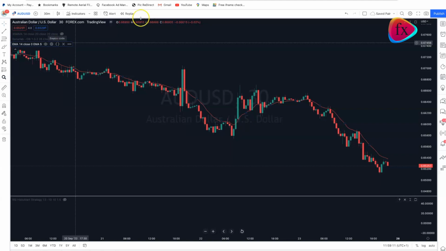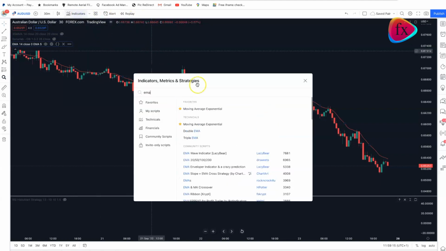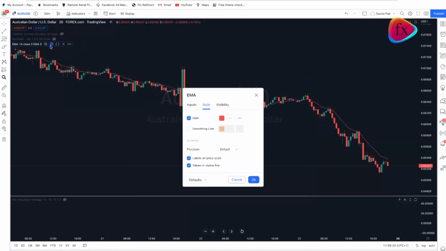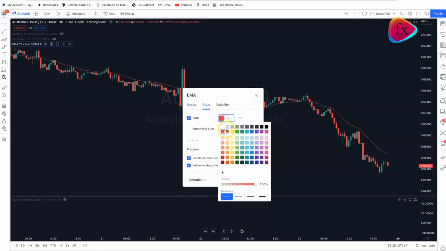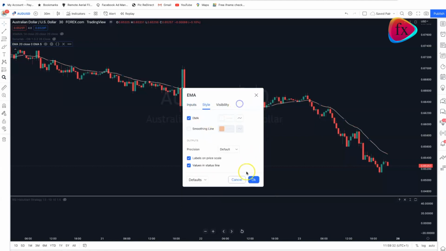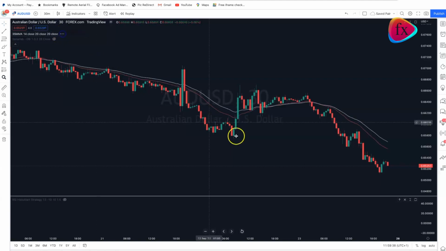The next indicator you will add is another EMA, so just type in EMA, moving average exponential. You will then go in the settings and you will make that number 20. Make sure it's on EMA, change the style to white. Okay, and when you have added both EMAs, they look like this.